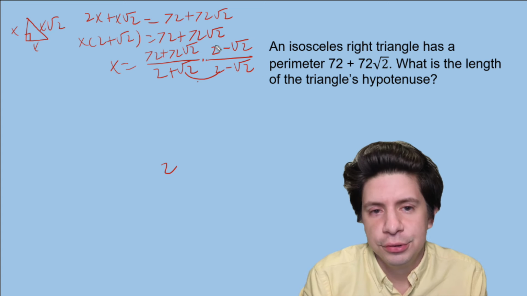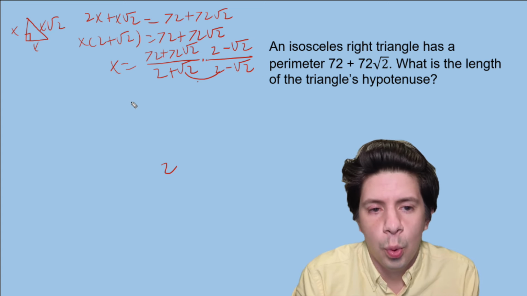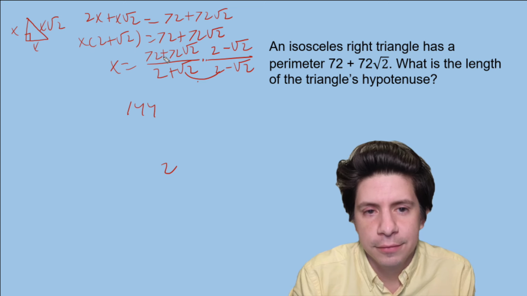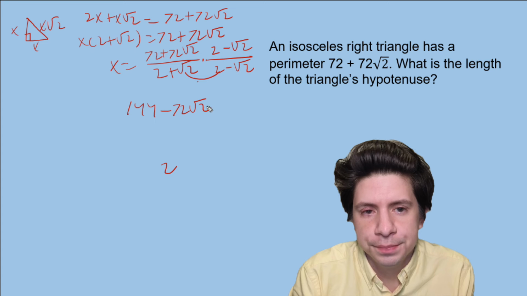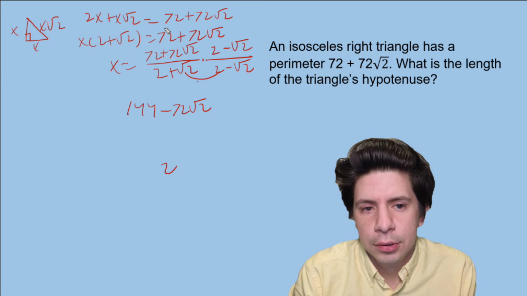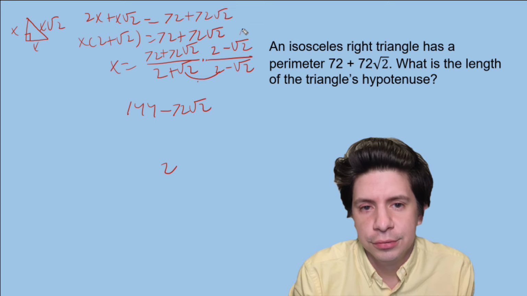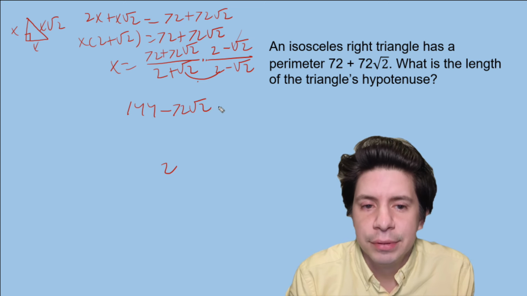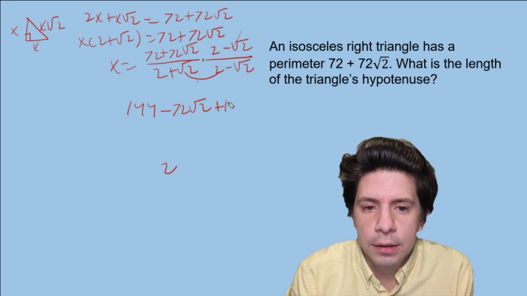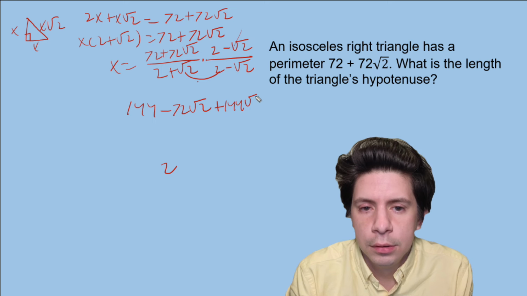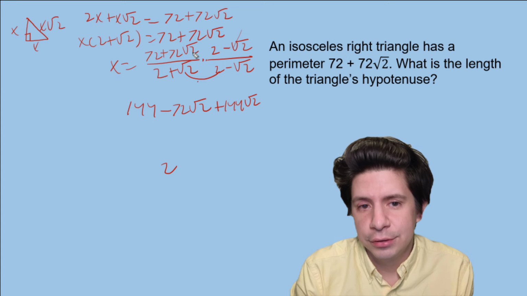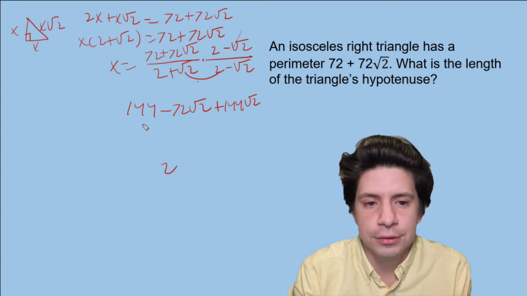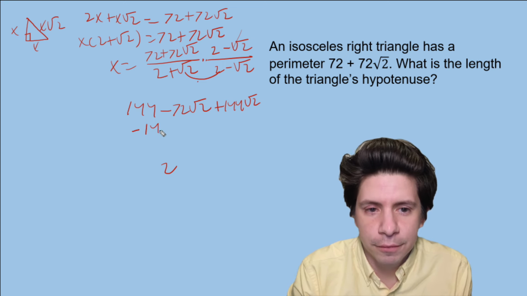Let's do the top. 72 times 2 is going to be 144, right? That's outside, first times first. Outside times outside is going to be 72 root 2, right? Because it's going to be 72 times that, minus inside times inside is going to be plus 144 root 2. And then last times last is going to be 72 root 2 times negative root 2, so it's going to be minus 144.